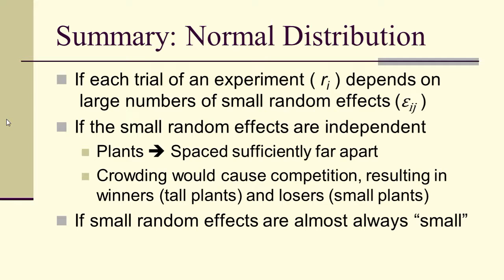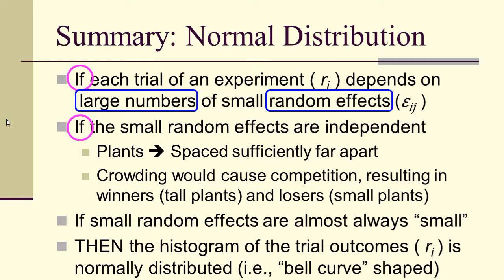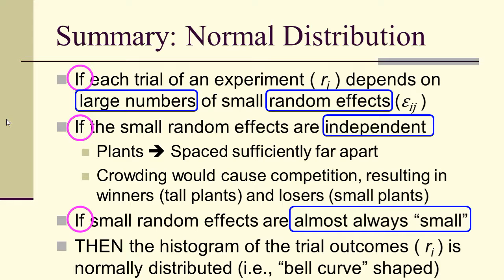So small random effects have to always be small. We can't have any super trees or super corn plants because of some big fertilizer dump or something. In that case, the histogram of the trial outcomes is normally distributed or bell-shaped. But very important, notice, if large numbers of small random effects, if independence, if random effects are always small, then we get the normal distribution. So normal distributions are very, very important, but they're not all-encompassing. You can't explain everything with a normal distribution.